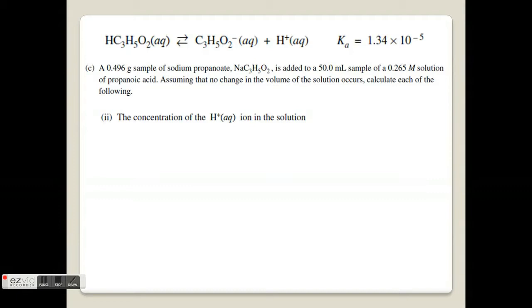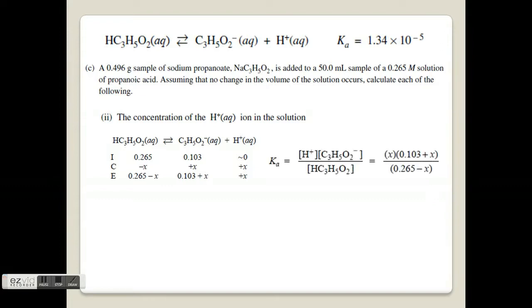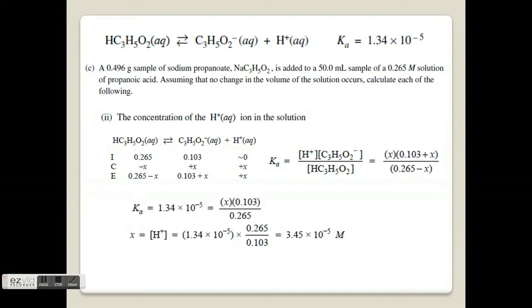Part II wants us to find the concentration of H plus in the solution. Again, we need to do ICE with the 0.103 molarity of C3H5O2 minus in the initial, as seen there. Once again, we remove any added x's from the numerical values, as any change would be negligible. So we get the equation 1.34 times 10 to the negative 5 equals x times 0.103 over 0.265, which means x equals 3.45 times 10 to the negative 5.